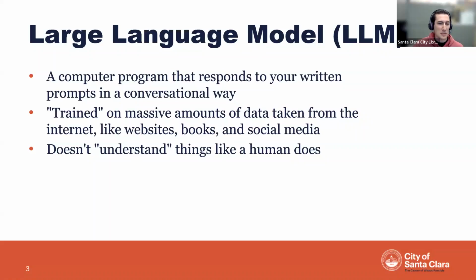However, this does mean that it doesn't understand things like a human does. It can be inaccurate. Sometimes it doesn't really get what you're trying to say. So it can be a valuable tool, but it is important to know that it's not perfect. It can make mistakes, and you'll have to just look out for anything that seems suspicious and double check any important information.